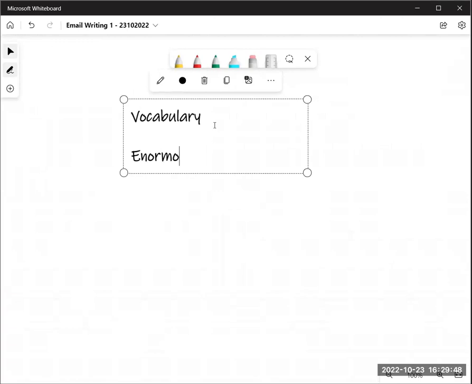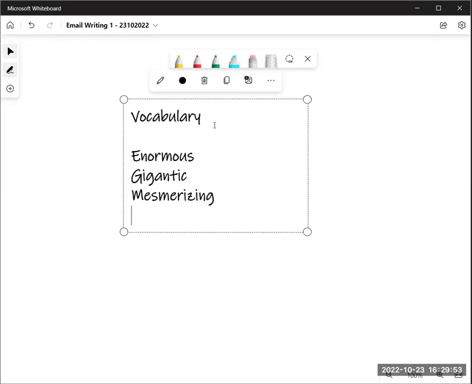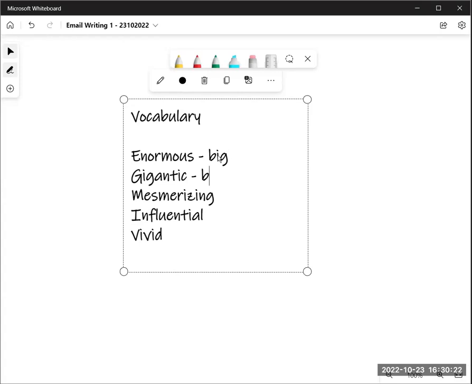Enormous, gigantic, mesmerizing, influential, vivid. I'll give you the meaning of these first. Now you have to use enormous or gigantic in place of, let's say, big. Marvelous. Marvelous is also one. Magnificent.